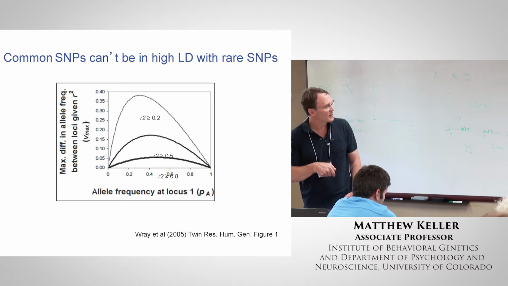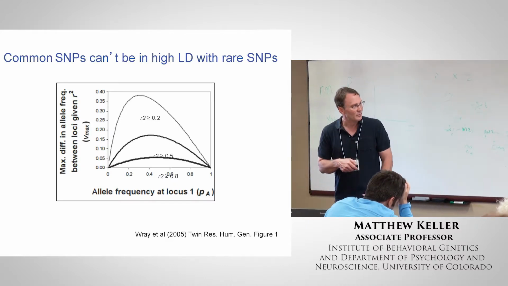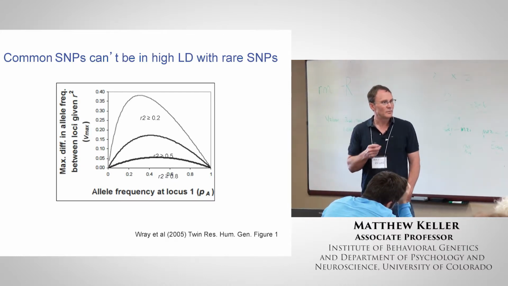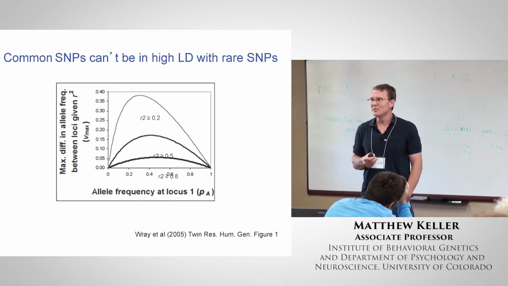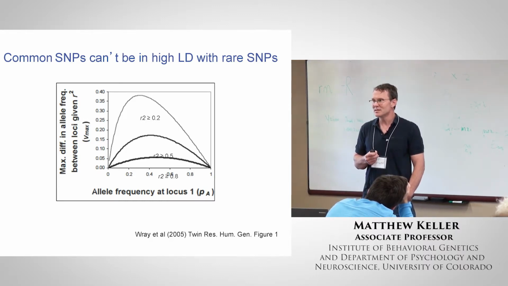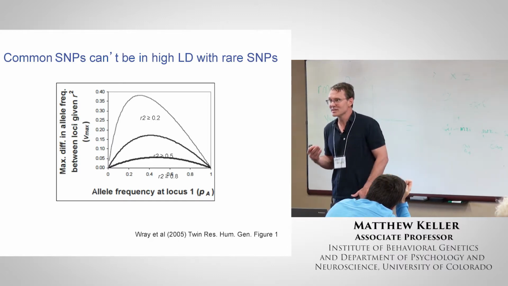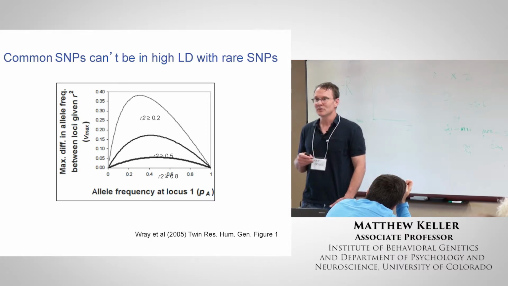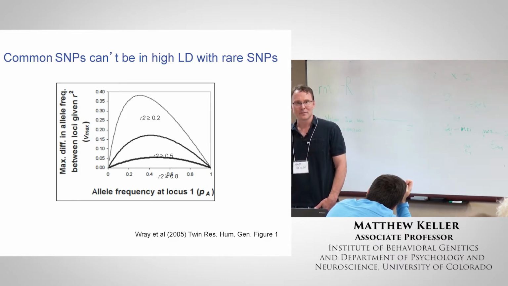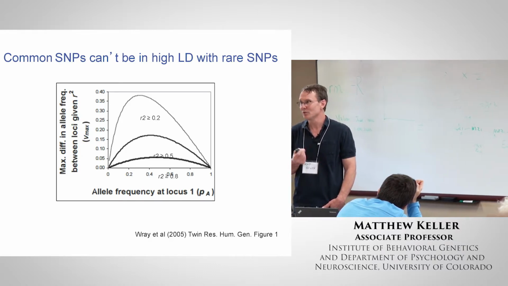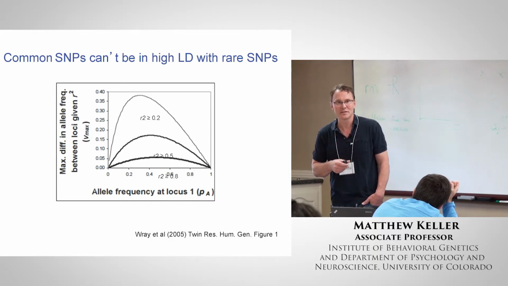So the point of this is just that the minor allele frequencies of the causal variant have to be very similar to the minor allele frequencies of the markers for it to be well tagged. And if they differ very much, that marker is not going to be a very good tag of the causal variant. You're never going to get a SNP with a minor allele frequency of say 0.5 that tags a causal variant that has a minor allele frequency of 0.005. It's just not going to happen.